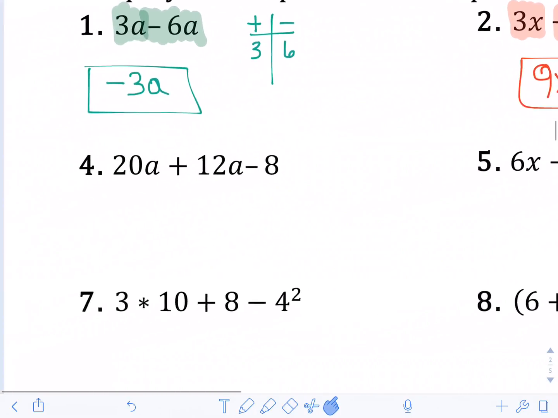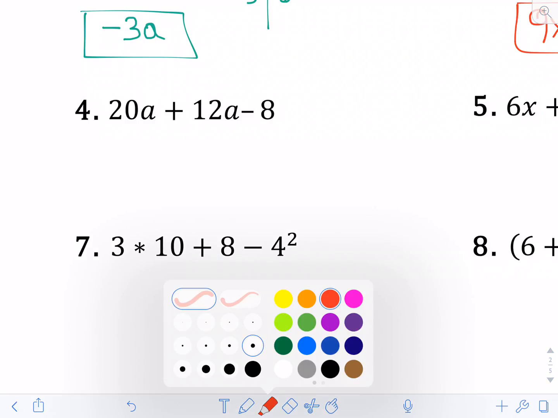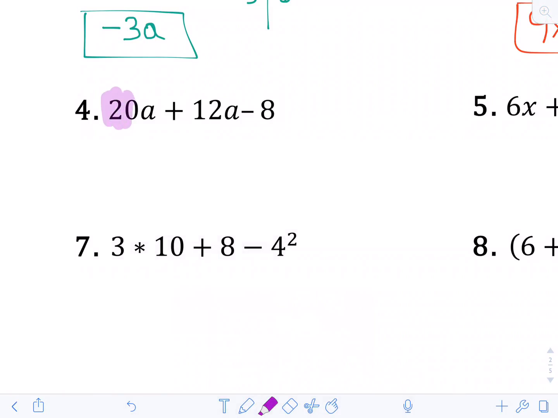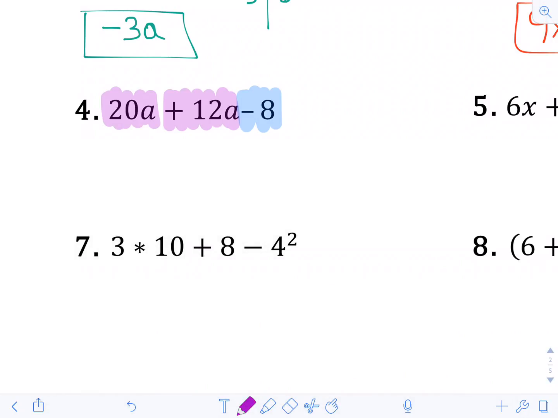Okay, number 4. So again, I'm going to highlight things that have the same variable. So here I have a 20a. If I look through my expression, I do see I have another a. It's this positive 12. And the only thing I have left over after that is a negative 8. And I do not have any other constants to combine with the negative 8. So the only thing I have here that I can combine are my 20a and 12a.